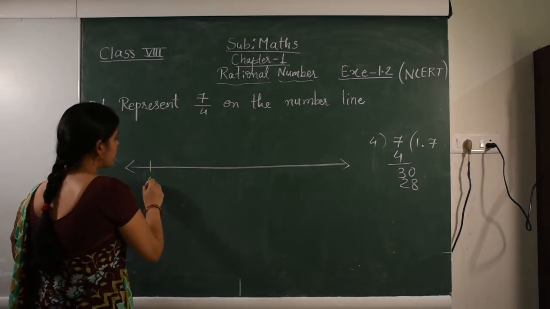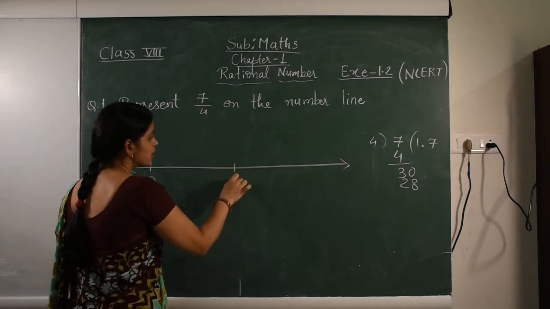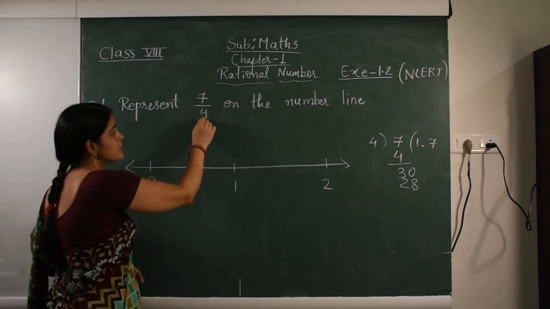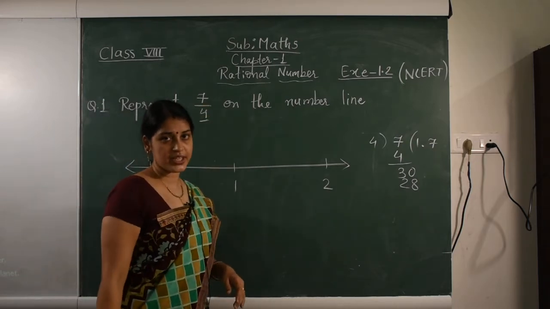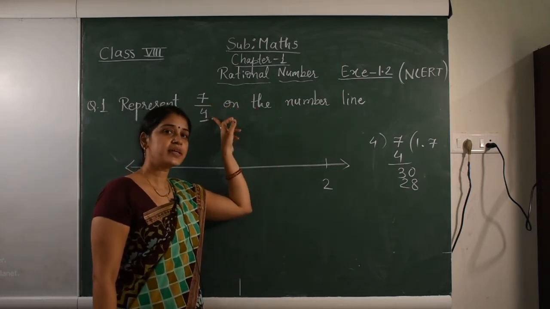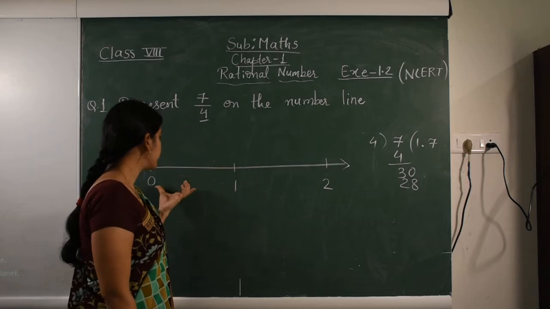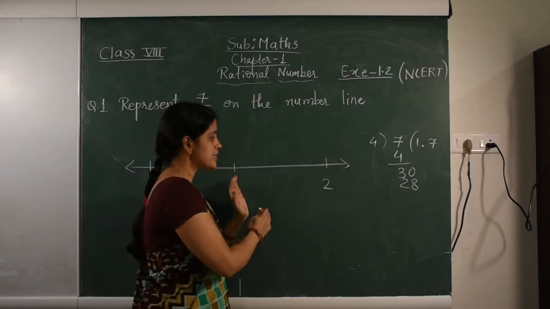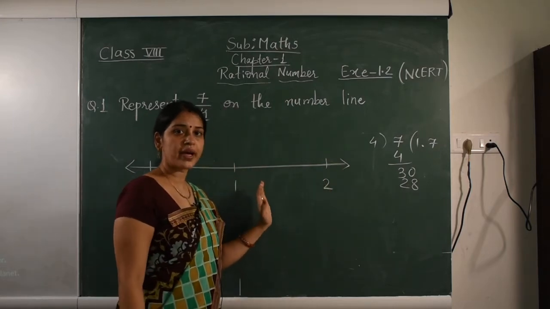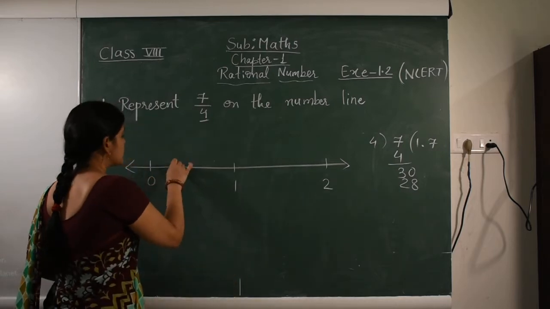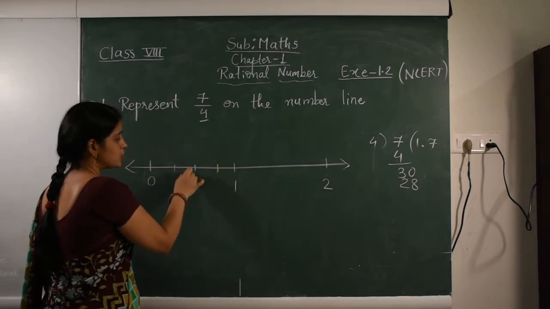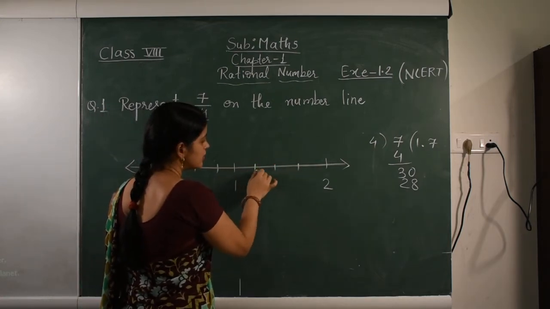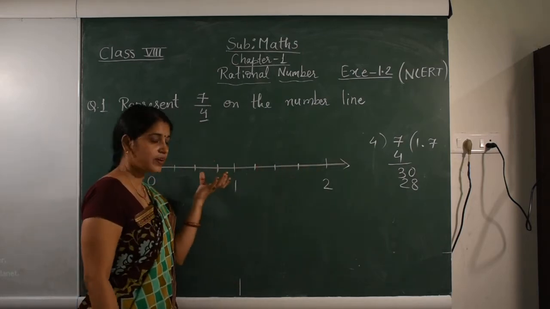So we start from 0. Now between 0 and 1, you have to see the denominator of this rational number. The denominator is 4. So you have to divide 0 and 1 into 4 equal parts. Similarly, between 1 and 2 we have to make 4 equal parts. So 1, 2, 3 and 4, and here again 1, 2, 3 and 4. These are 4 equal parts.